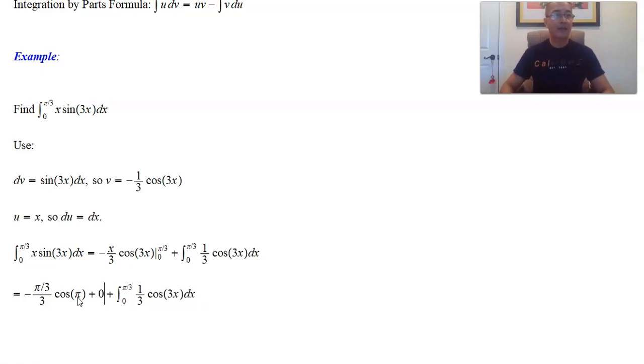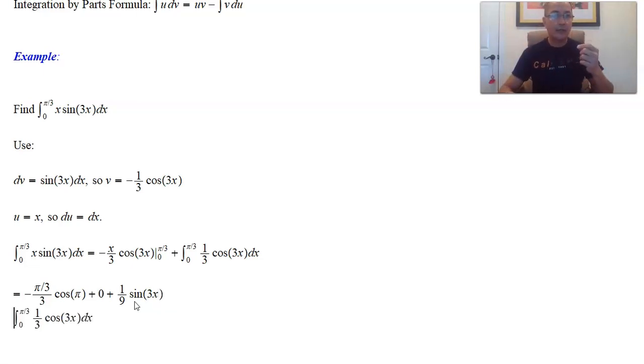Now we have this antiderivative. We said that you have an extra 1/3 for your du, so that's going to be 1/9. And the antiderivative of cosine, is it sine or negative sine? It should be a sine. There you go, sine of 3x.